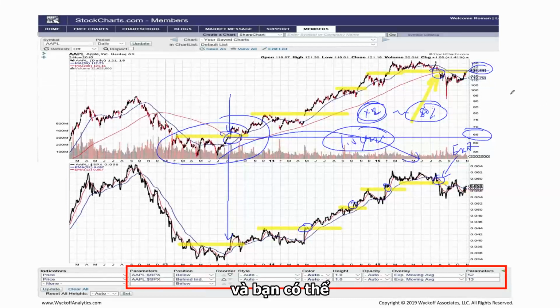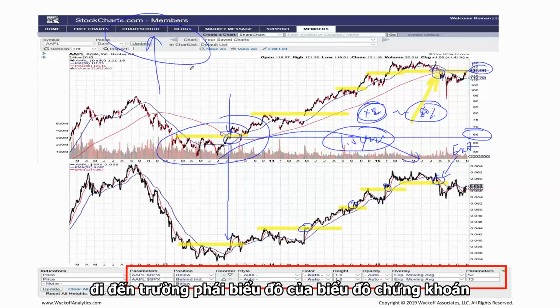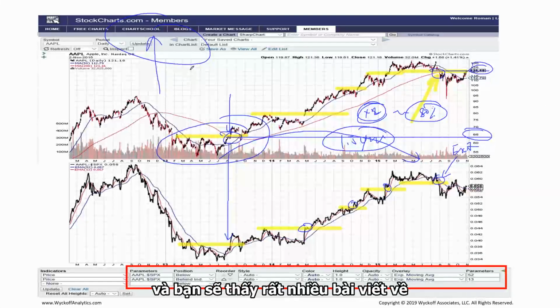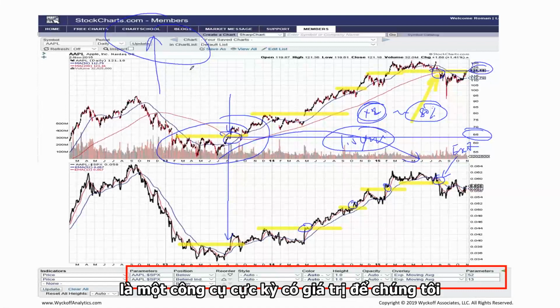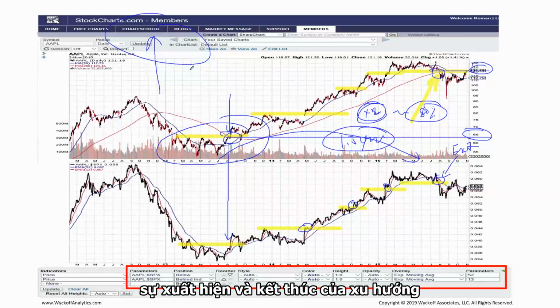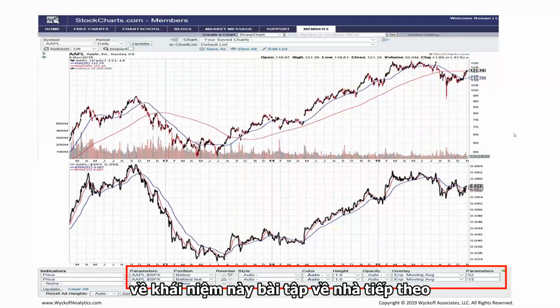And you could read more on this in the chart school. Go to the chart school of StockCharts, and start searching, exploring relative strength. And you will see a lot of articles that suggest that the confirming signal between the price and the relative strength is an extremely valuable tool for us to define the emergence and the end of the trend. Actually, one of the homeworks is going to be based on this concept, next homework.